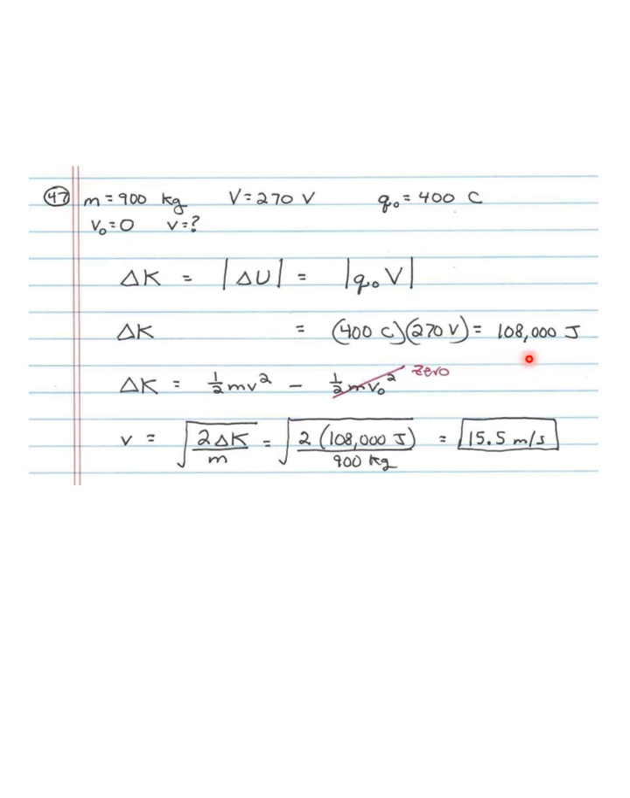So it's accelerating, it's gaining kinetic energy. Change in kinetic energy is 1/2 mv squared minus 0, because it started from rest. So we're going to take this equation, solve it for v, the velocity. We get square root of 2 delta K over m. Plug in those values and you get 15.5 meters per second.